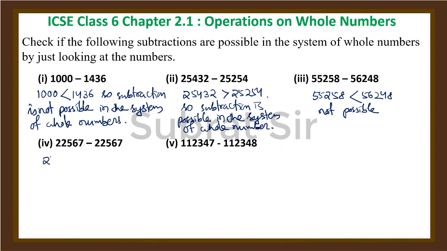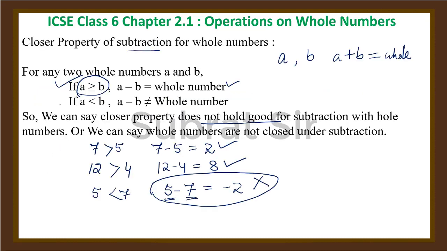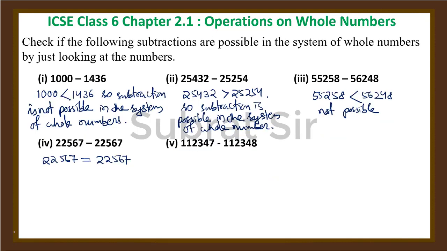Then 22567 and 22567. So here both are same. And as per our condition, it may be greater than or may be equal. If A is greater than or equal to B, in both the cases it is possible to get the result in the system of whole numbers. So here possible.